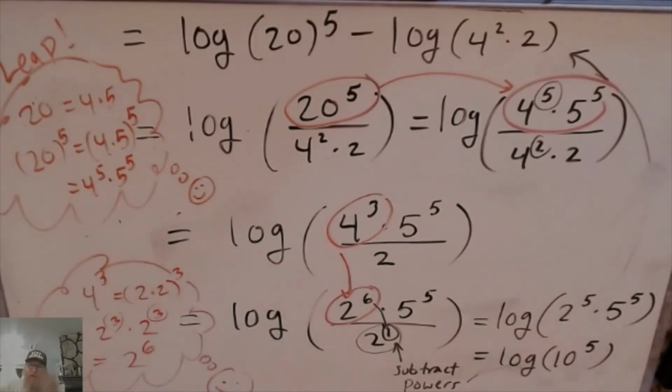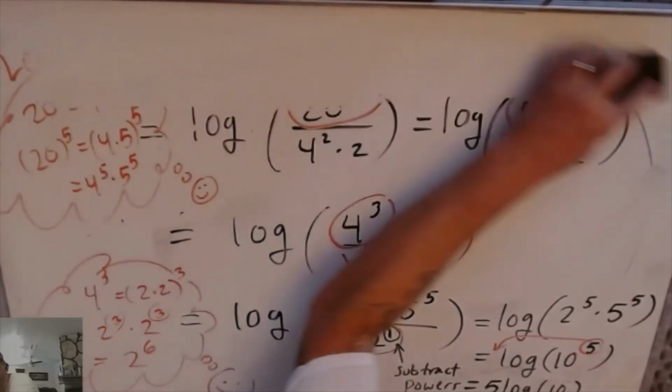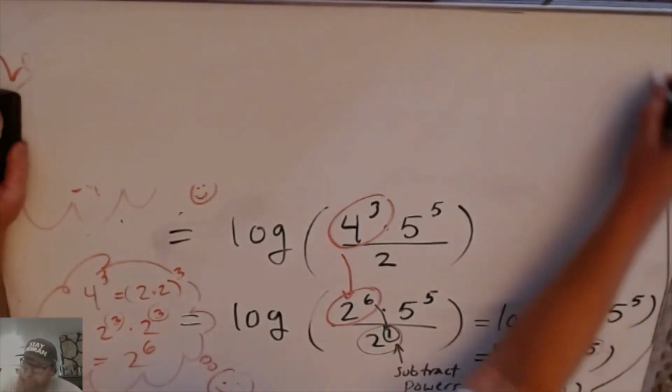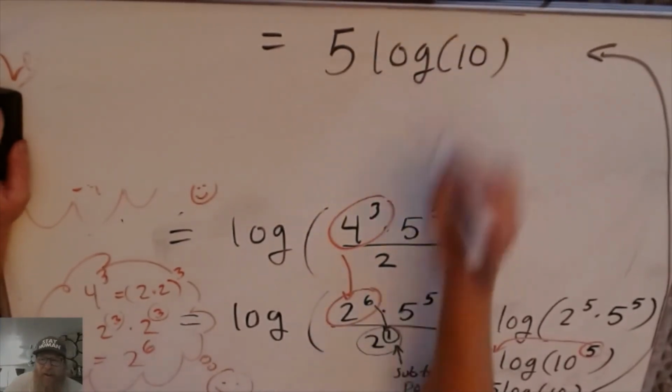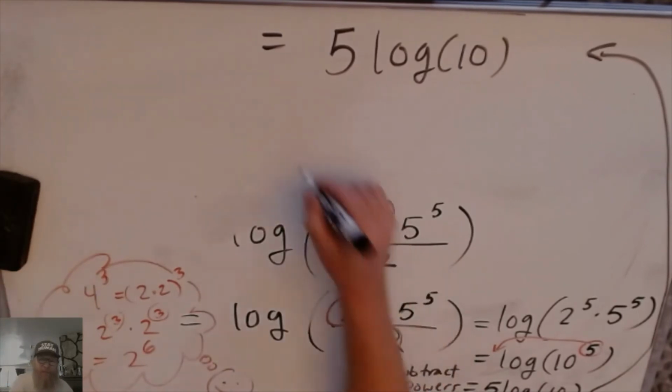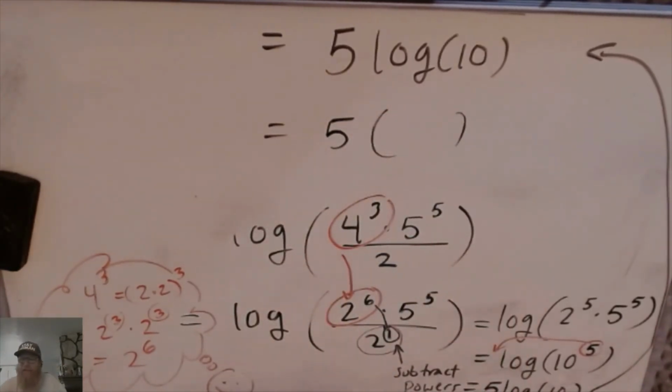And now, finally, the grand finale, the power property. So this 5 is going to come down to the front, and I'm going to get 5 log 10. And I just went out of my window here. 5 log 10. And then read this.